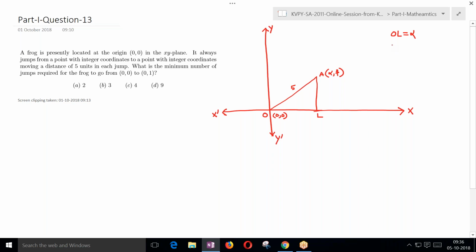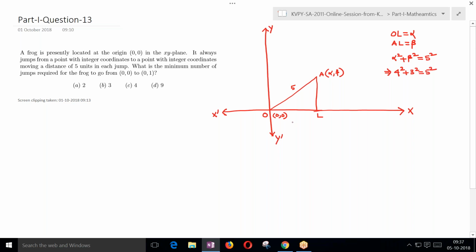Now if you recall the Pythagorean triplet, from there we can say that 3 square plus 4 square is equal to 5 square. Correct, isn't it? So that means we can also consider 4 square plus 3 square is equal to 5 square.